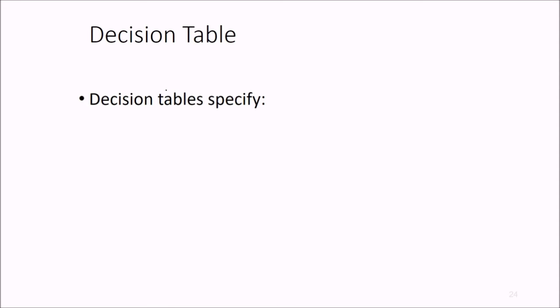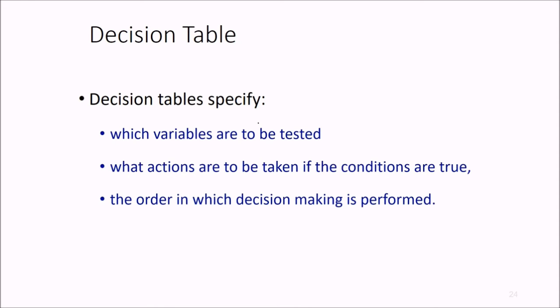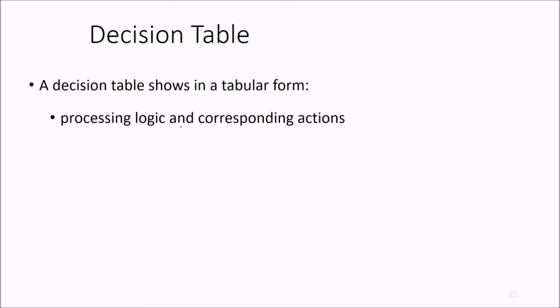Then we have the decision table. It specifies which variables are to be tested, what actions are to be taken if the conditions are true, and the order in which decision making is to be performed. A decision table, because this is a table, is in the form of rows and columns. It shows us the processing logic and the corresponding actions.